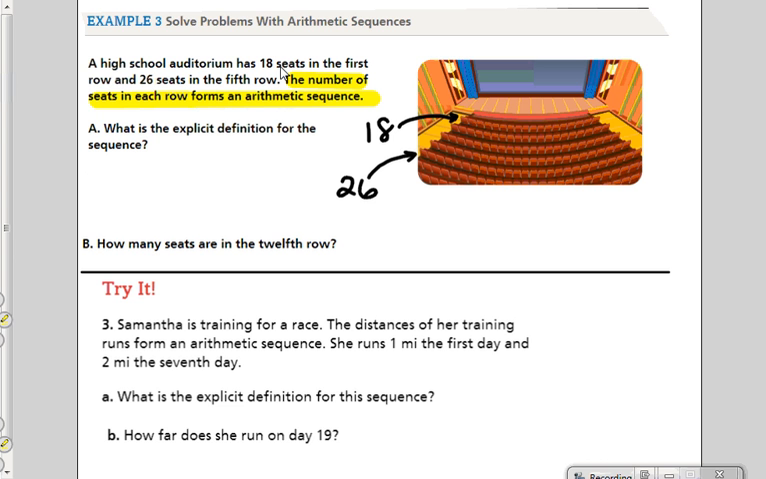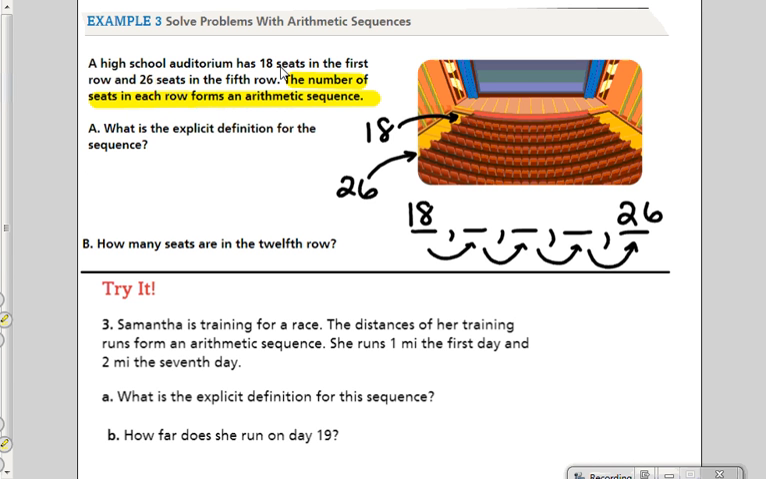Typically, an auditorium gets wider as you go up the aisle, right? So there are a couple ways to figure out what this is growing by. You could make little blanks like this and put an 18 first and a 26 fifth, and then just think about what this needs to grow by in order to land on 26. Have you figured that out yet? What's it growing by? 2, right? Because we would need to have a 20 here, and a 22 here, and a 24 here. So we know the common difference, D, is 2. So D must be 2.